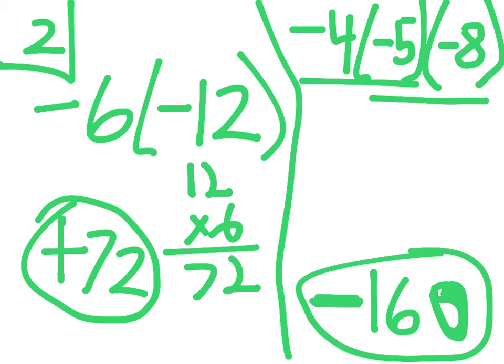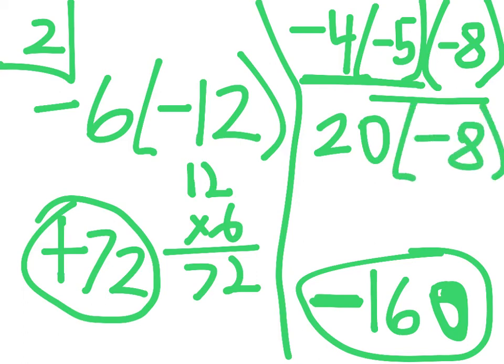The other thing is just doing this step by step. -4 times -5. I want you to go ahead and write down 20 and then parentheses -8, just like you would do in PEMDAS. You should be showing those steps out. And then we've got 20 times -8, which I know is -160.